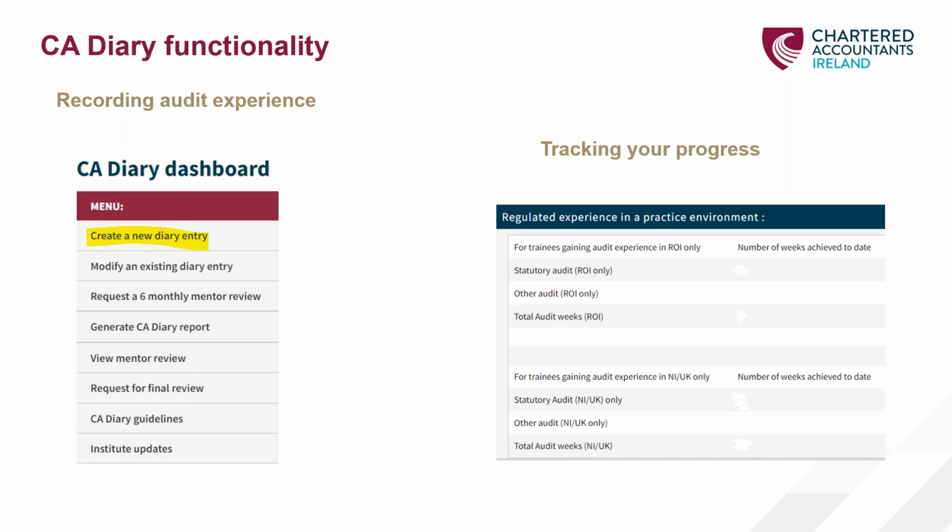It is easy for you to monitor your progress against the experiential aspect of the AQ requirements on the CA diary. This is via the Regulated Experience in a Practice Environment section on your CA diary dashboard. Based on locked entries, the number of recorded days is rounded to weeks and shows as a cumulative figure under the specific headers. In the case of ROI, the only relevant figure here will be under Statutory Audit ROI.